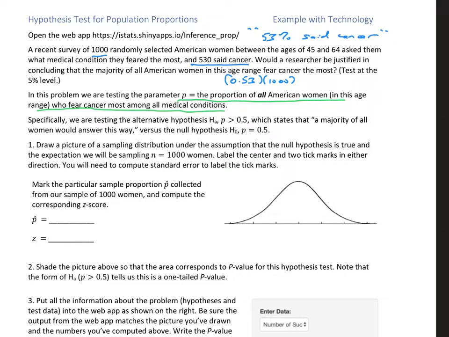So instead, we're asking a randomly selected sample of 1,000, and we're going to see if we can infer something about the parameter P from what the sample said. The question in the problem is asking whether we can conclude that the majority of American women would answer this way. So saying the majority would answer that way is the same thing as saying that the population parameter P is greater than 50%. So greater than 50% is what it means to be the majority.